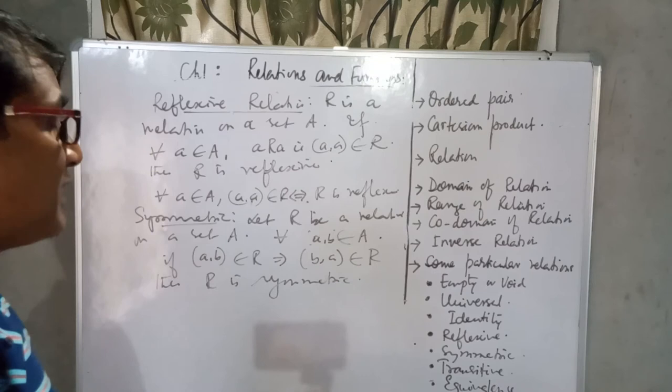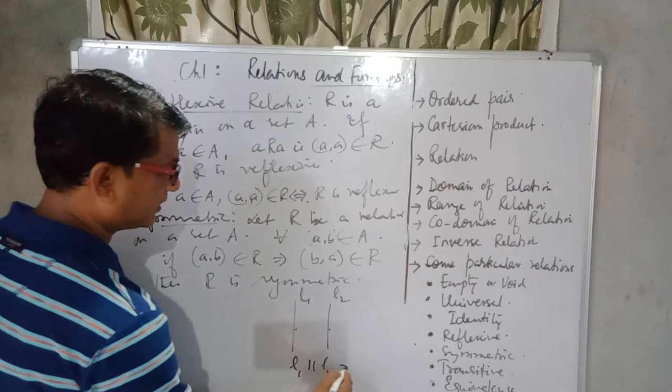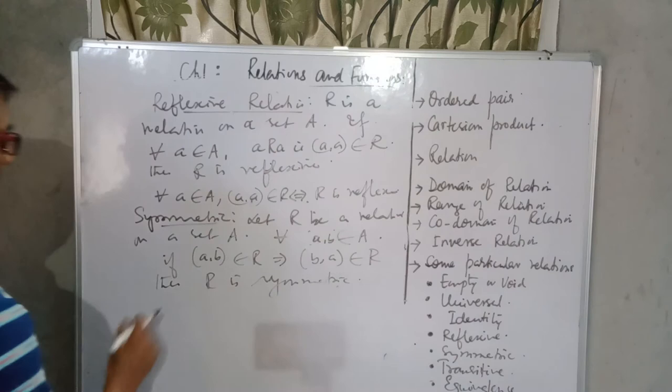Same thing we can say for the parallel lines L1, L2. L1 is parallel to L2. What can you say? It implies that L2 is also parallel to L1. So it is what? Symmetric. This is symmetric. Next one, number 3, is transitive.